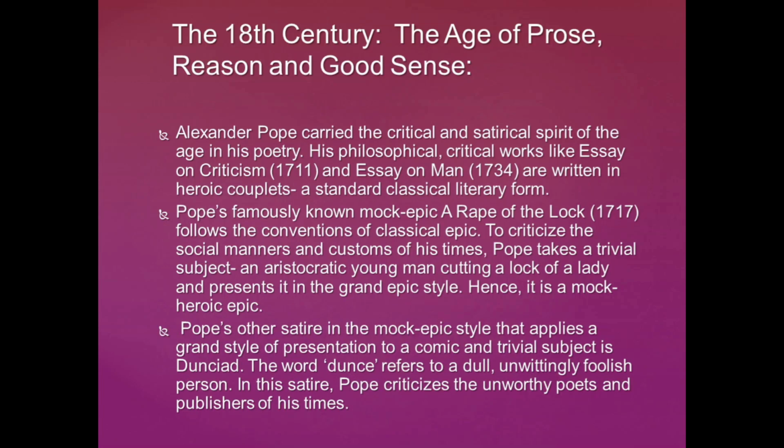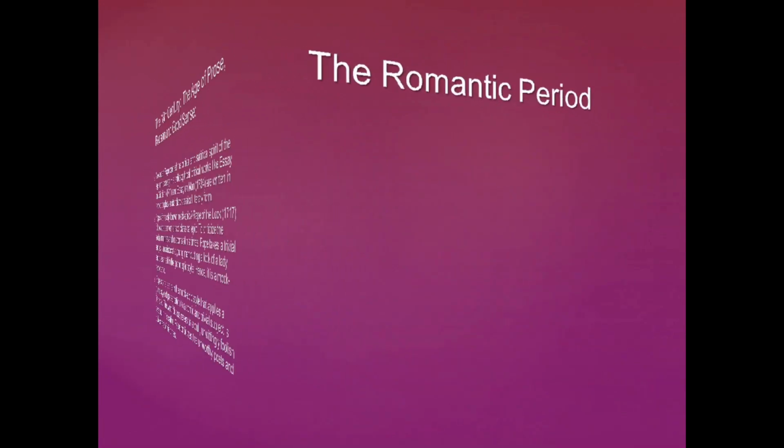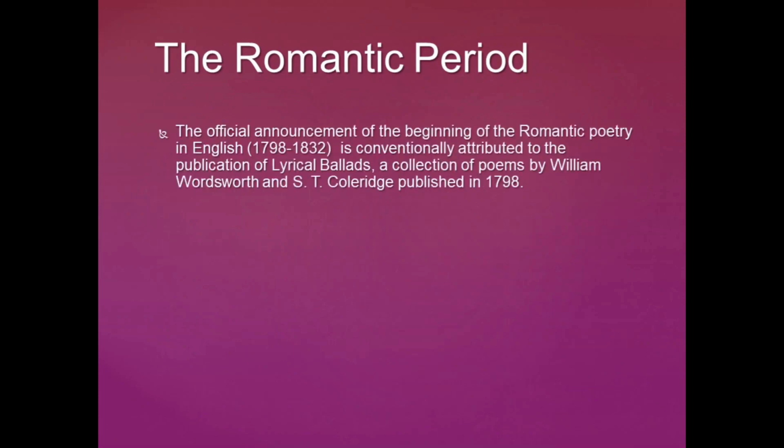Pope's other satire in the mock epic style, which applies a grand style of presentation to a comic and trivial subject, is Dunciad. The word dunce refers to a dull, unwittingly foolish person. In this satire, Pope criticizes the unworthy poets and publishers of his times. The Rape of the Lock and Dunciad are the masterpieces known for mock poetry in the 18th century. This is followed by the Romantic period.